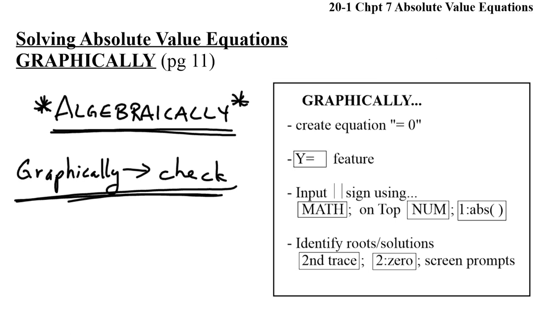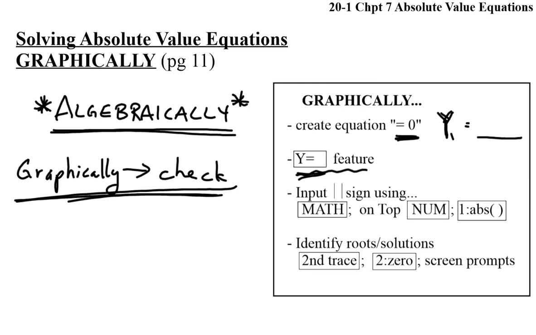And what's nice graphically, it's really no different than what we've done before. Very quickly to review the steps, what do we want to do? Graphically, we have to create the equation, move everything to one side so it's y equals. Because remember, we're going to put it into the y equals, I need everything on one side so that it's an equation equal to 0. We then punch it into the y equals feature.